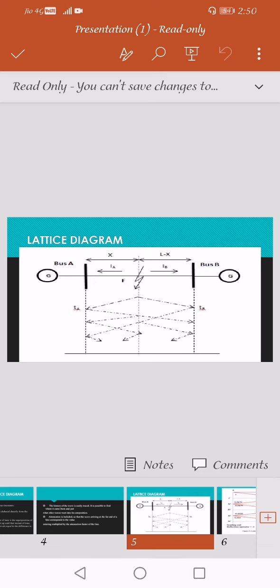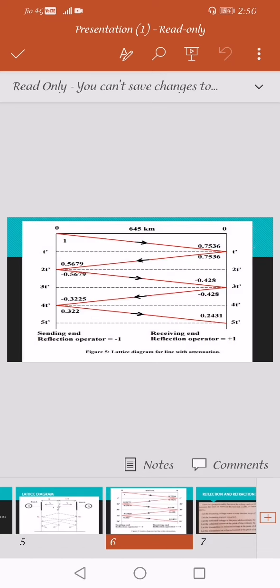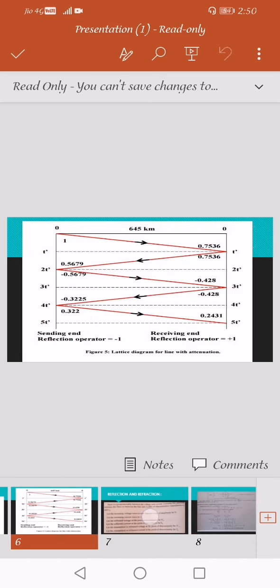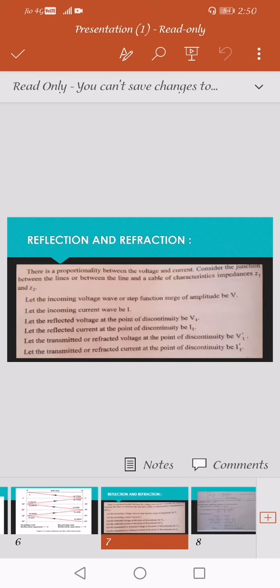Lattice diagram. Reflection and refraction.